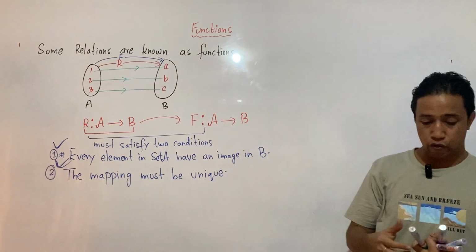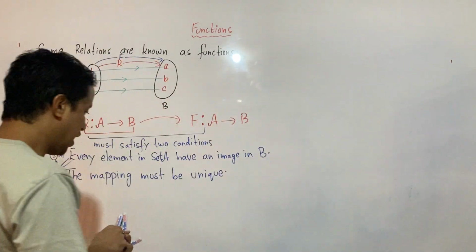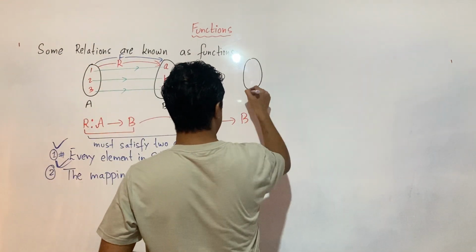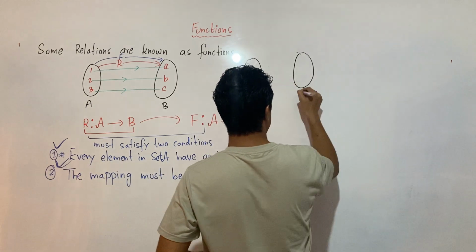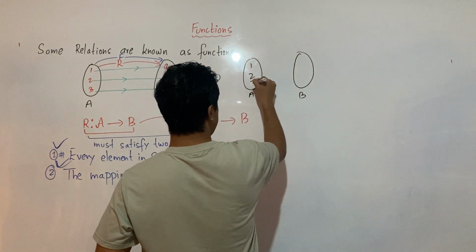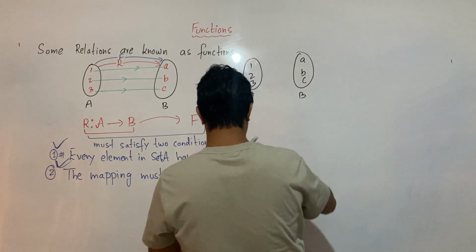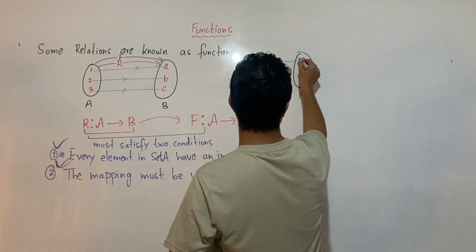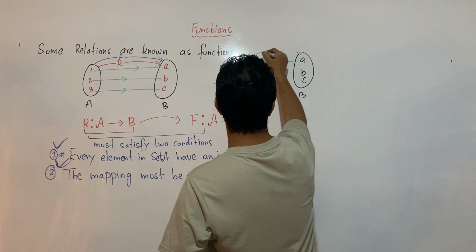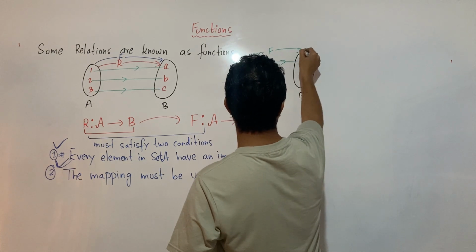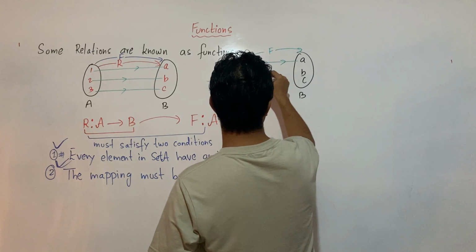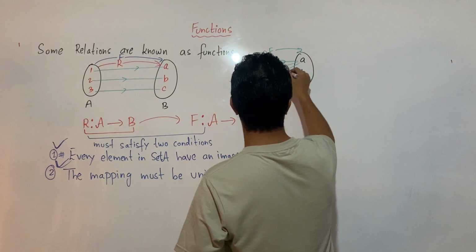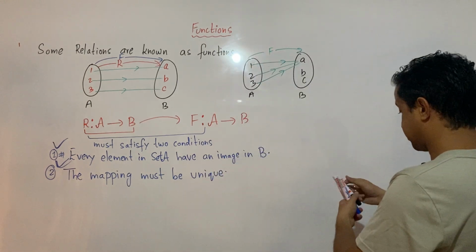Okay, let's take some more examples on it. Here, I have set A, set B. Here, elements 1, 2, 3. Here, A, B, C. Okay, here, 1 is mapped to A. This is a function f defined. Here I have 2 mapped to A. Here I have 3 mapped to A. Okay, now take more cases.